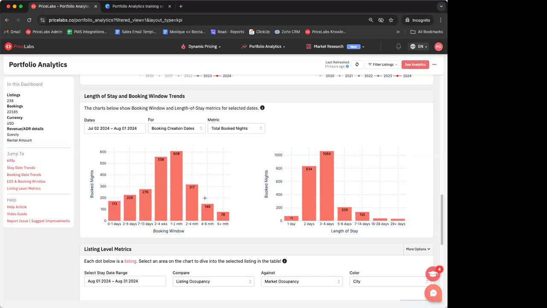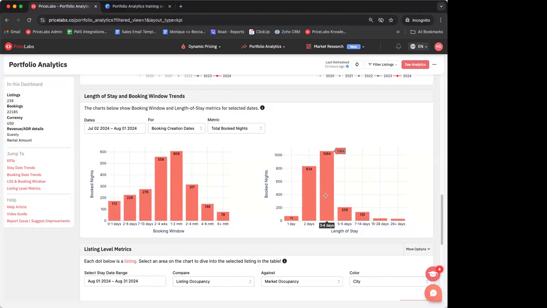And what we're showing here is the total of booked nights. So what I'm seeing is that 173 nights were booked 0 to 1 day out. So either same day or day before the check-in date. 173 nights were booked for a 0 to 1 day check-in within this 30-day period. Whereas in the same period, 608 nights were booked that had a lead time of about 1 to 2 months. Hopefully that makes sense.